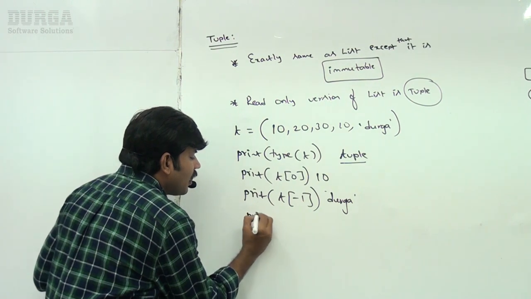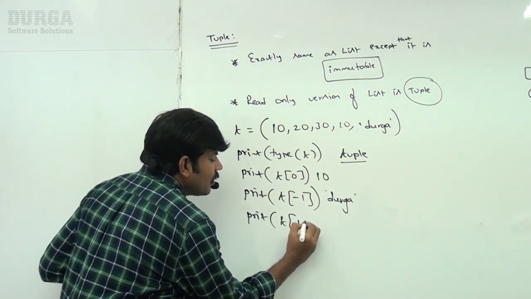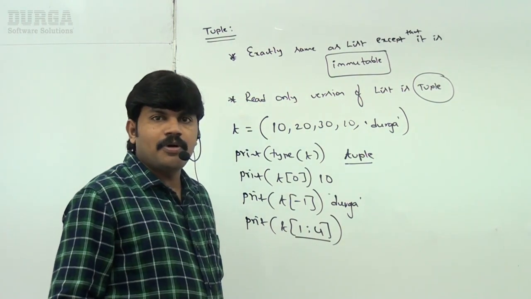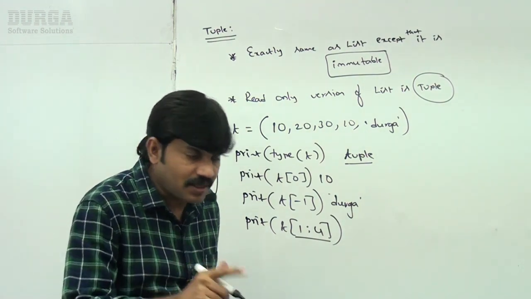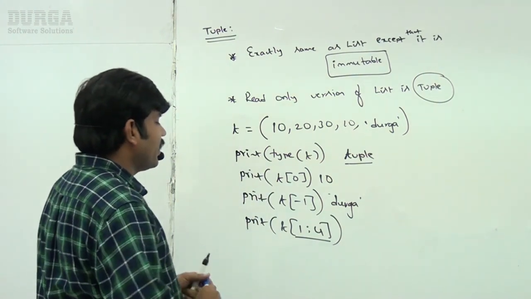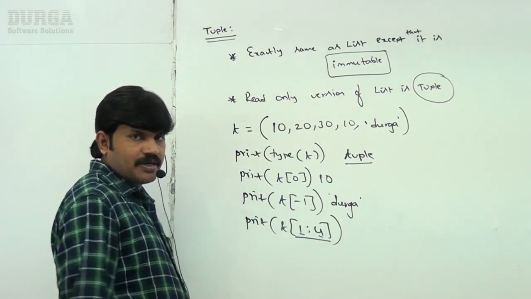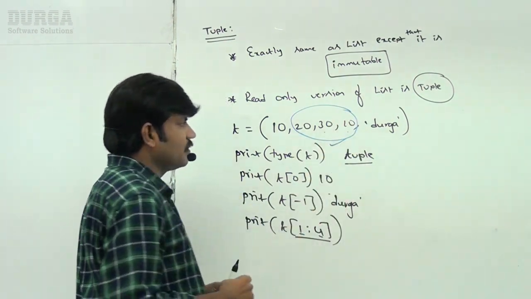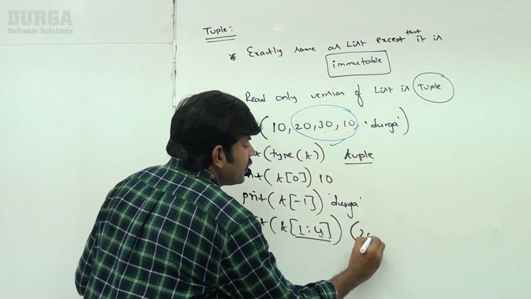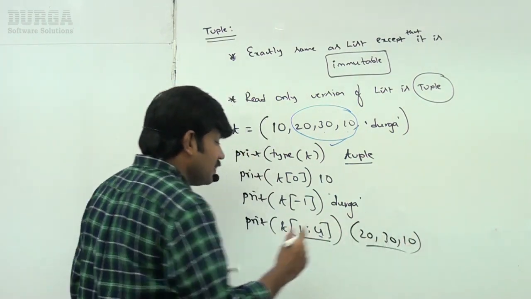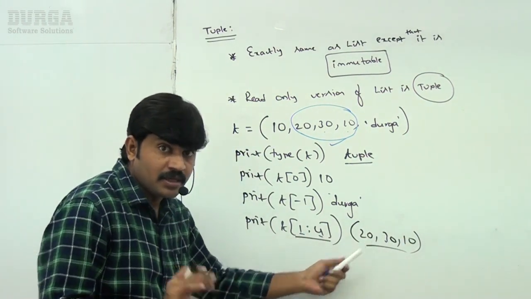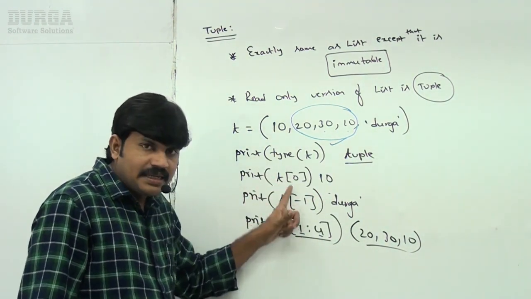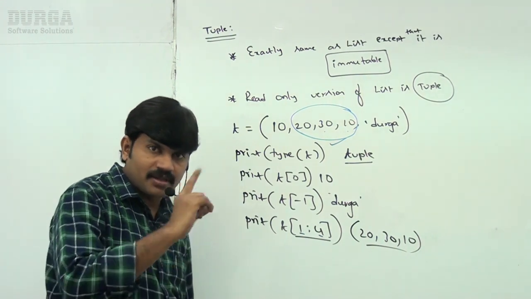Now print of t of 1:4. What is the meaning of 1:4? It is the slice operator. Which values are we going to get, from begin index to n minus 1? Indexes 1, 2, 3. So I am going to get 20, 30, 10. It is a read-only operation. I'm not performing any modification, just a read operation. So slicing and indexing, both operations are applicable for the tuple also.